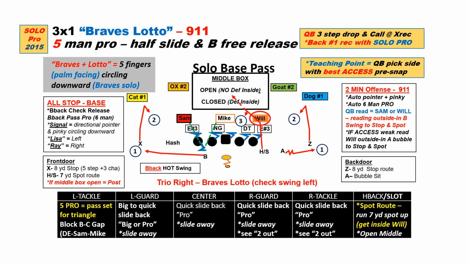Next variation is we stack the concept by simply changing the protection to 5-man, or what we call solo pro. The back will free release now. With that happening, quarterback still reads the same key, but he changes and reverses his progression of the receivers, going outside in, shallow to deep. So now we'll look either to the A or the B on the swings, to the Z and the X on the stops, with the spot being third in the middle.